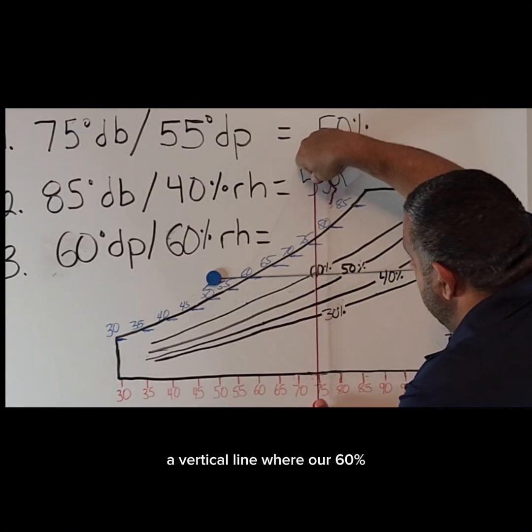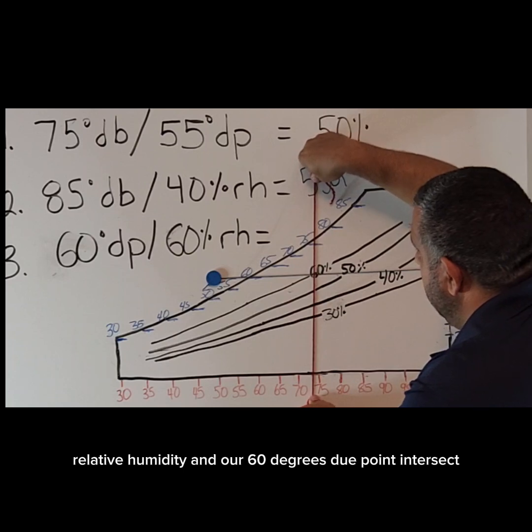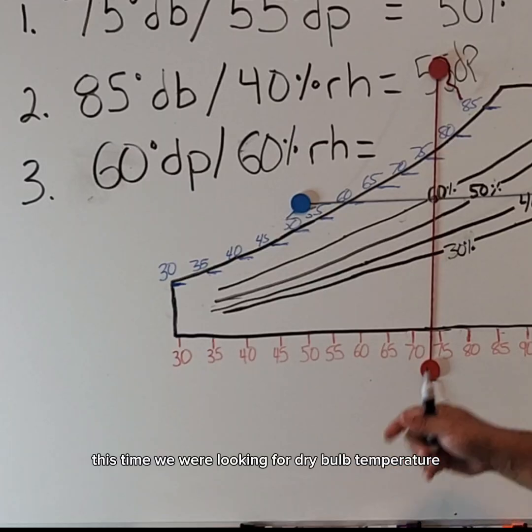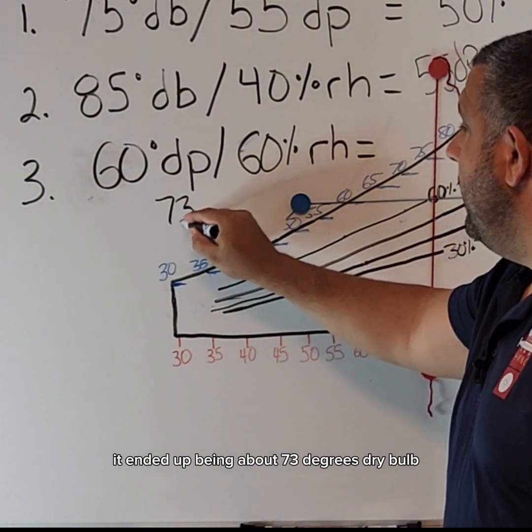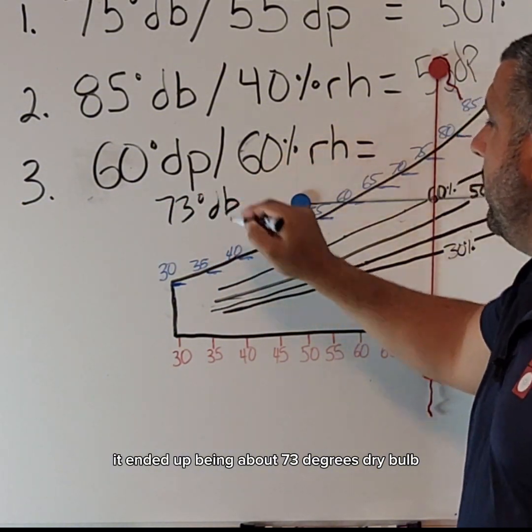Our vertical line where our 60% relative humidity and our 60 degrees dew point intersect. This time we were looking for dry bulb temperature. It ended up being about 73 degrees dry bulb.